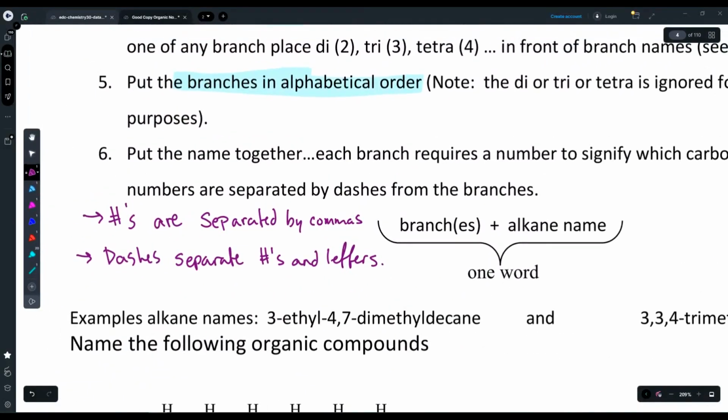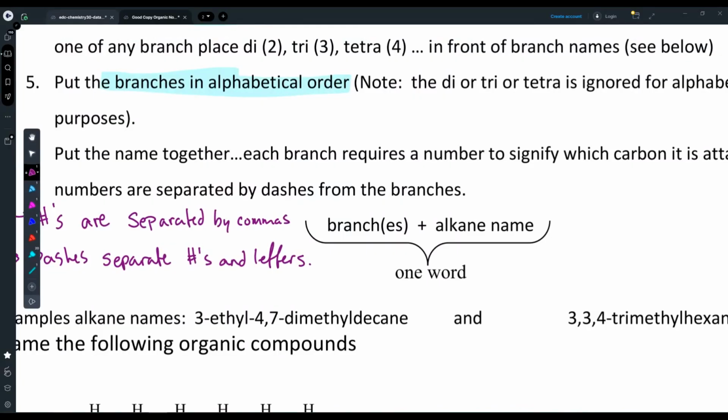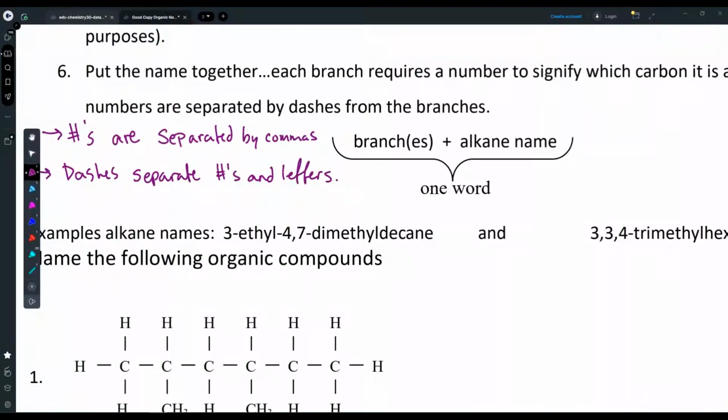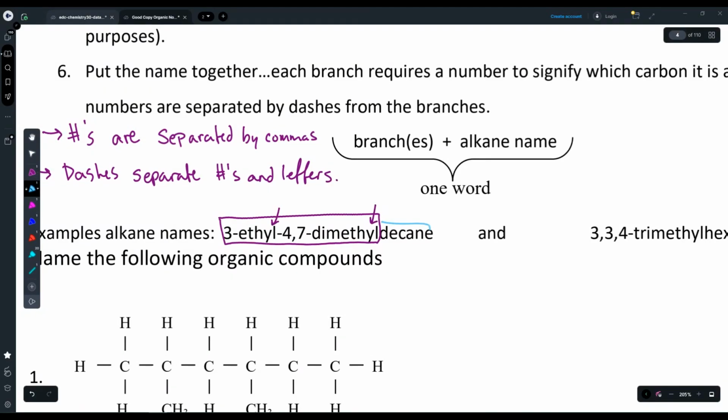So this will make a little bit more sense once we actually get into the names, but for your alkane name, the branch always comes first and then the parent chain name comes second. And you're always going to write it as 1 word. Okay, so some examples of alkane names, that's all 1 word, would be 3-ethyl 4,7-dimethyl decane. So this part right here, that is the part that talks about the branch. How you know that is because of that YL ending. Okay, this part right here, the decane, that's talking about the parent chain.